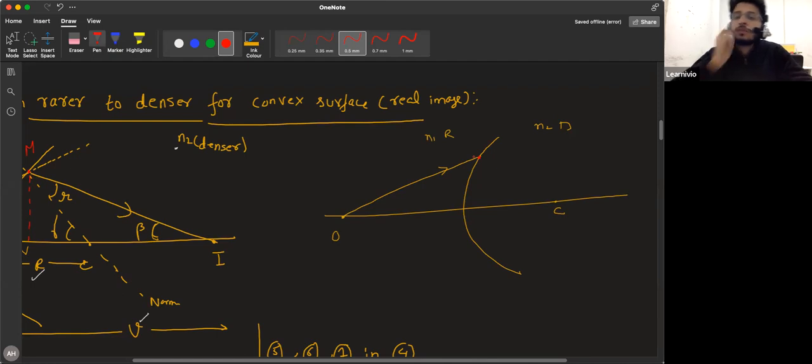Yes, this is the point of the surface. How will you drop a normal over this point? Sir, connect the center of curvature with the point. Yes, you will connect this point with the center of curvature. This is how we drop a normal over this point. We connect this point with the center of curvature.